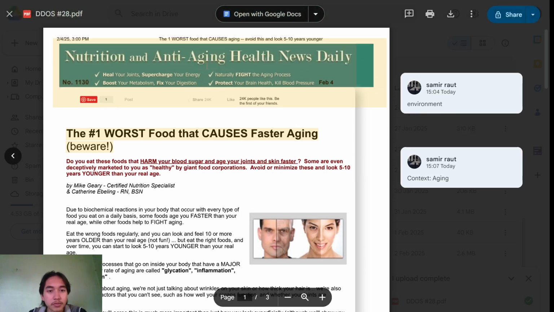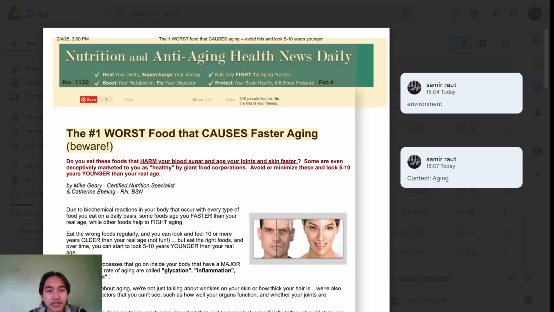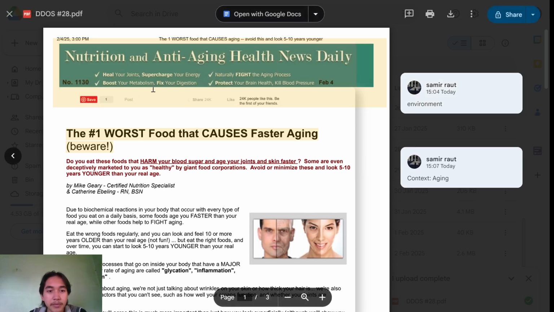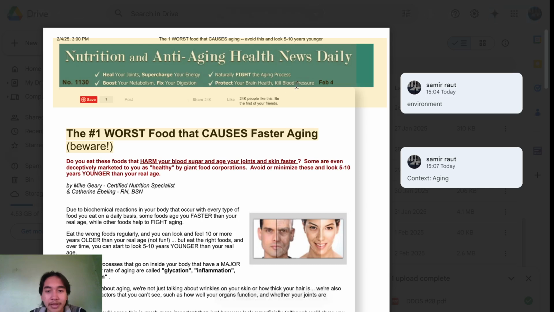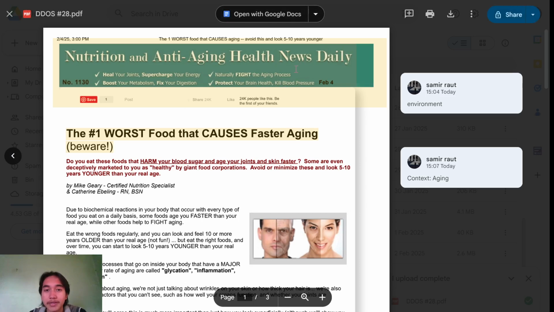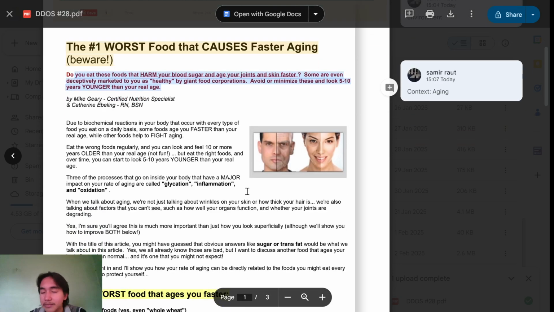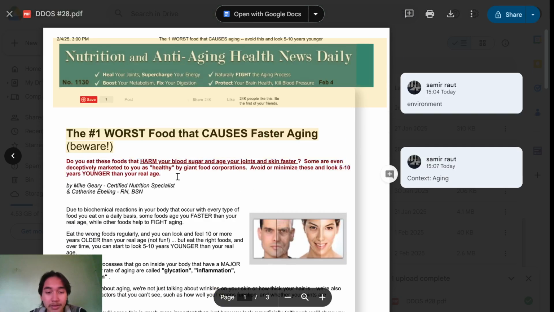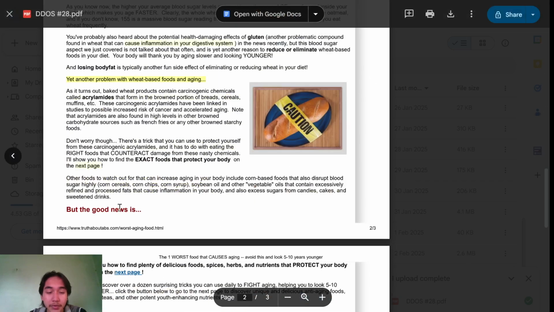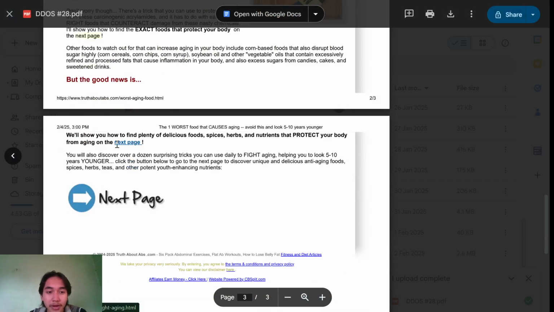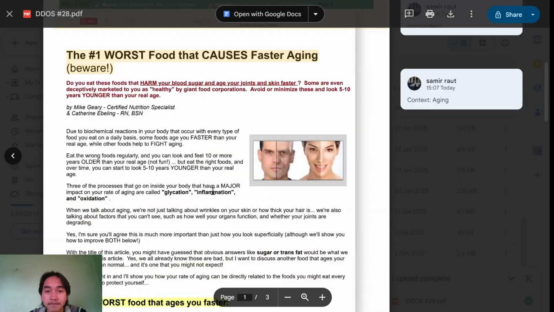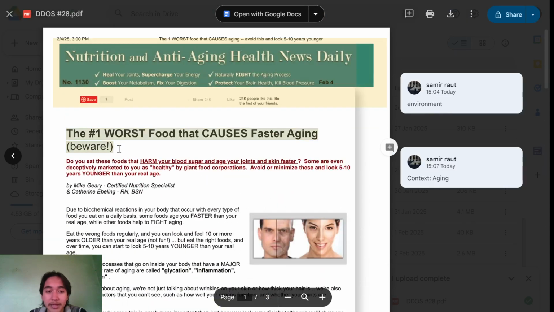Heal your joints, supercharge your energy, naturally fight the aging process, boost your metabolism, fix your design, protect your brain health, kill blood pressure. These are all the benefits that the ideal prospect, the one being targeted by the sales letter, is seeing. This is an advertorial. An advertorial is going to direct you to another sales letter, which is probably on the next page. It's like an information element where traffic is directed to this page.